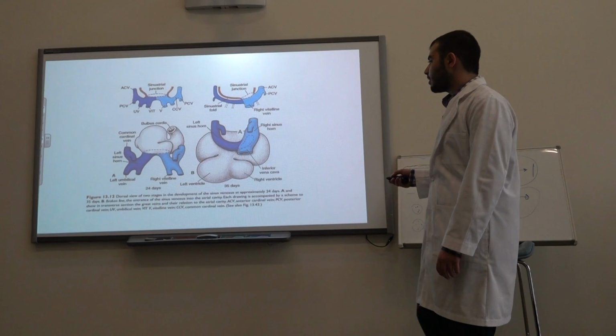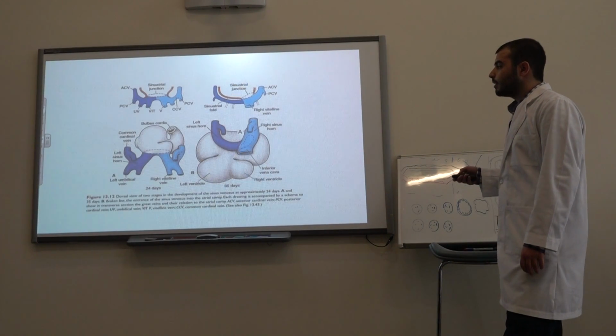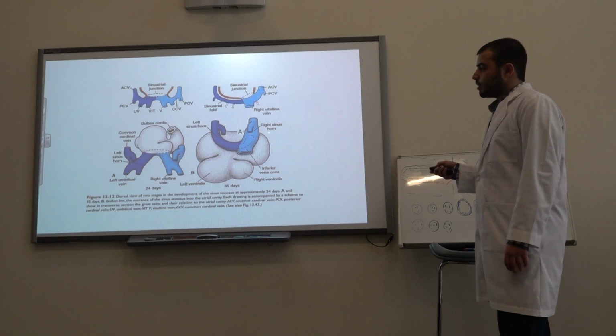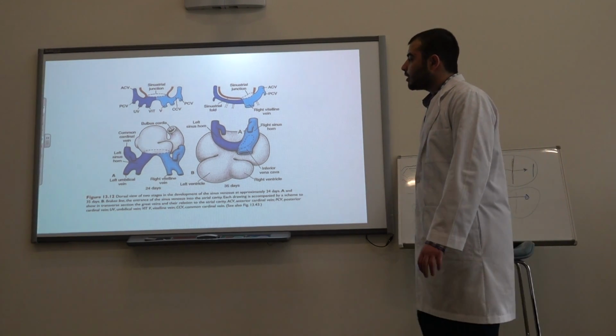This is another picture explaining it. This would be the left, then the coronary sinus, this is the inferior vena cava later on.